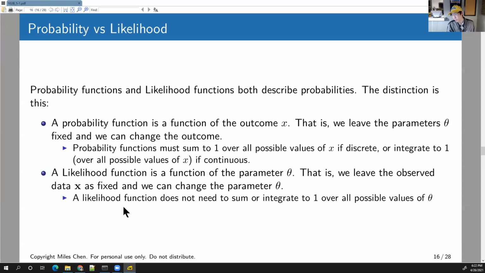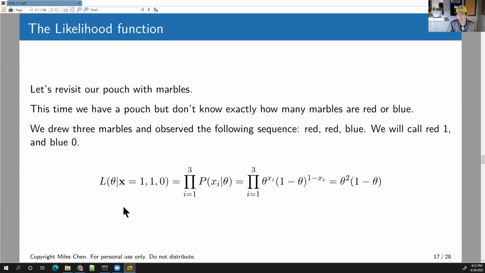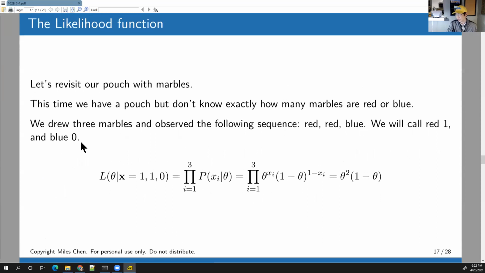So odds ratio is kind of a value that's derived from probabilities and likelihoods. So not necessarily one is restricted to the other.